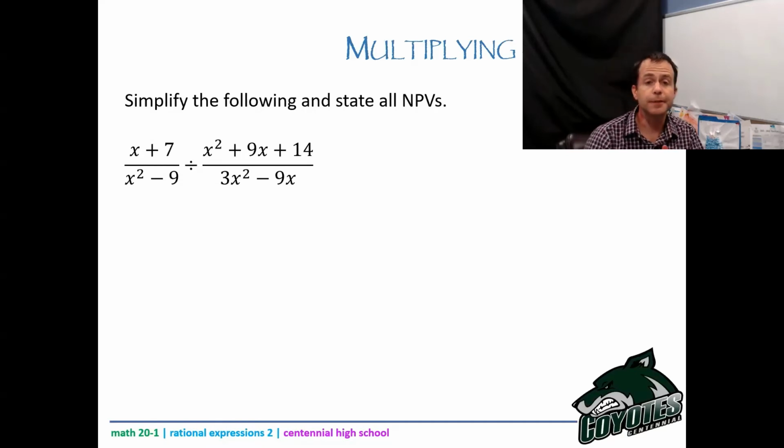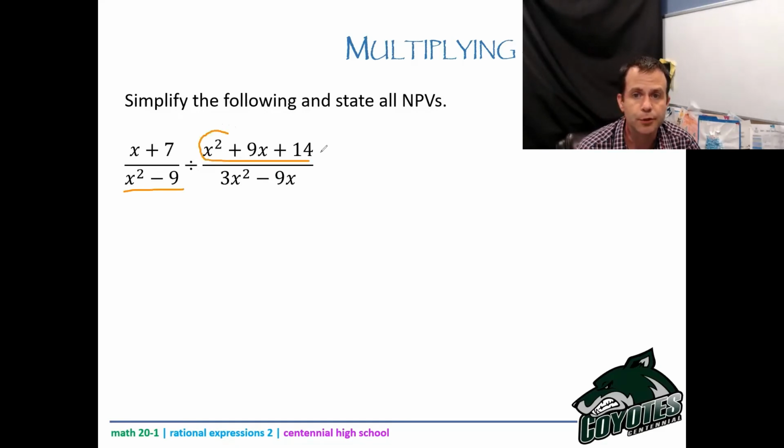Okay, so now we have a division one. I've got x plus 7 over x squared minus 9 divided by x squared plus 9x plus 14, all over 3x squared minus 9. So a couple things we want to do. First we want to factor everything. So I see down here, I've got x plus 3, x minus 3, because that's the difference of squares. Up here, I'm looking for two numbers that multiply together to give me 14, add together to give me 9. That's going to be x plus 7 and x plus 2. And then here I'm going to take out a 3x, and that'll leave me with x minus 3.